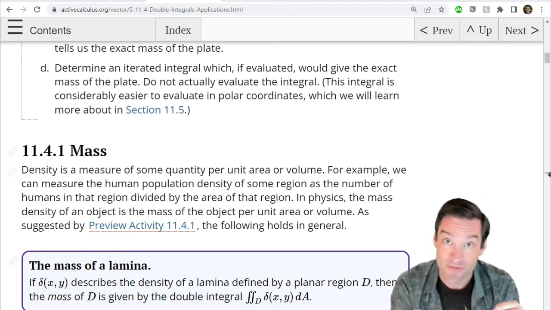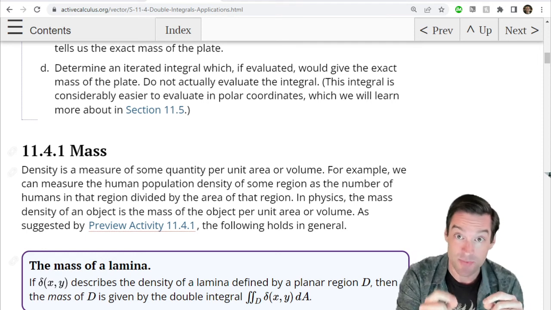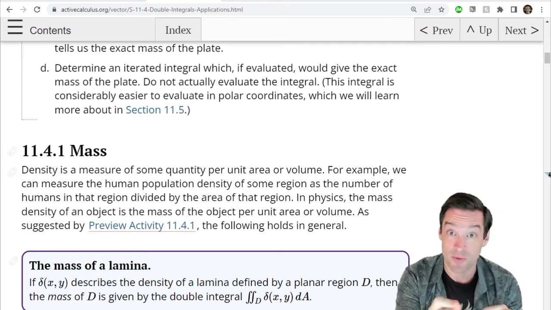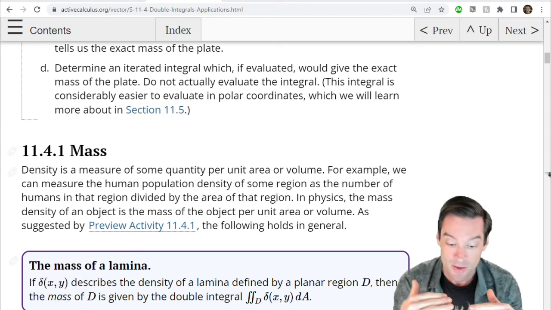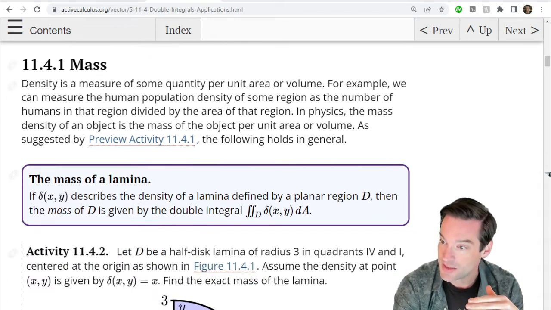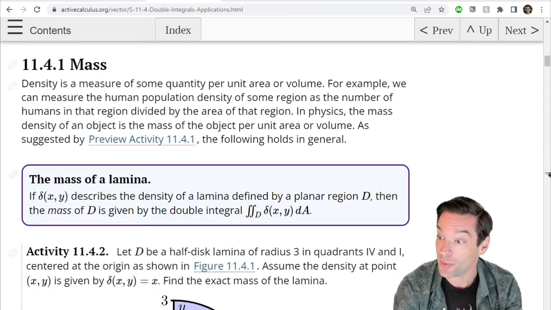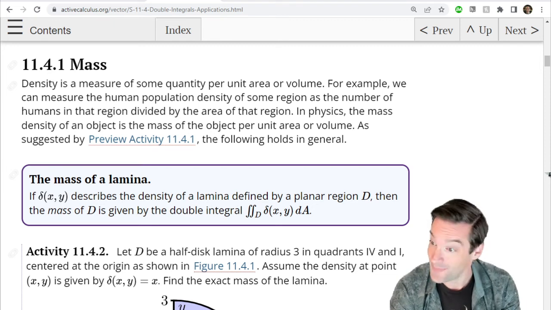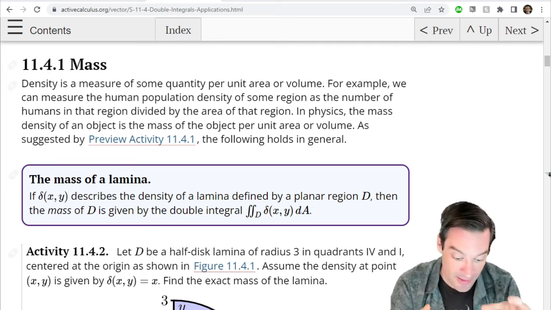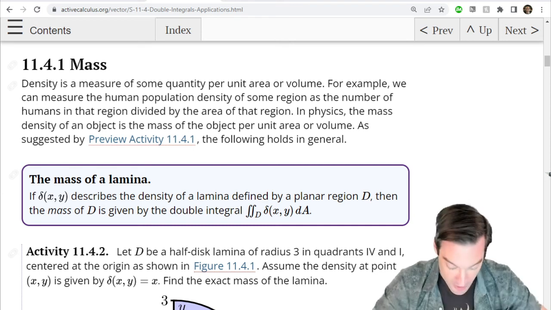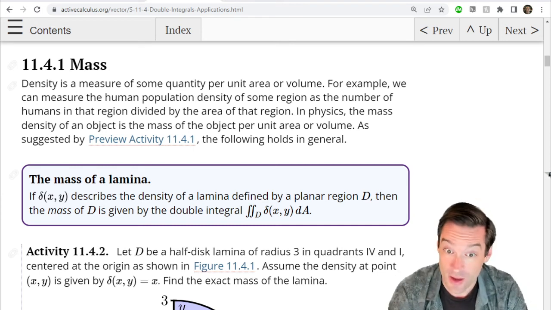That density function can kind of tell me how dense is this material at each point inside of my region. So that when I integrate, what I'm integrating is the density, which is mass per unit area, multiplied by dA, which is a unit of area. And so this integrand is going to have units of mass. So that when I integrate that function over my region, what I get is the total mass of the region in total.